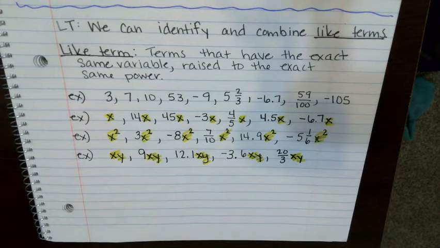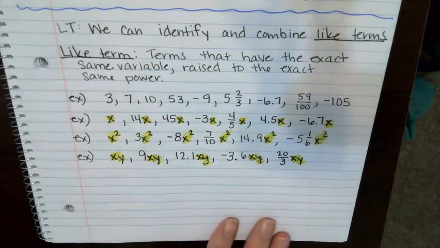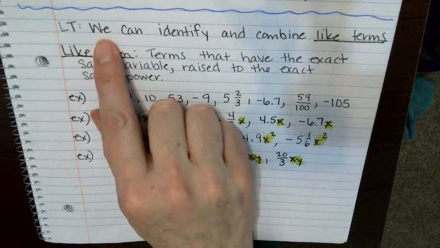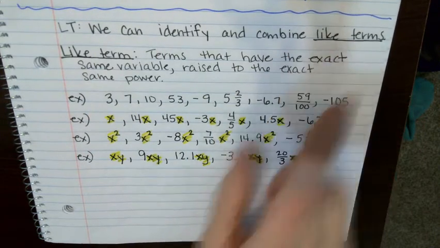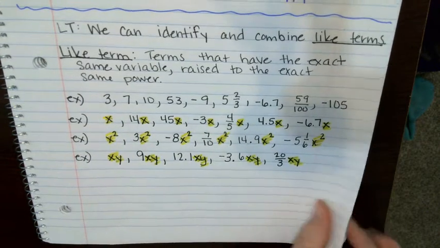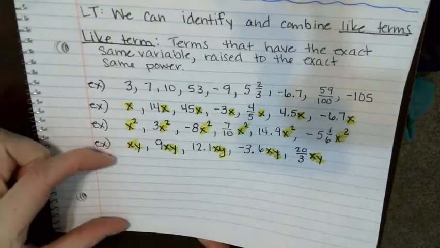Okay. So now what we're going to do is talk about a strategy on what to do with like terms. And remember our learning target says we can identify and combine like terms. So now let's talk about how I can combine like terms to help me simplify expressions. I'm going to go to a new page. If you've got just a little bit of space here, I would go ahead and turn the page, because we're going to create a little bit of a table.